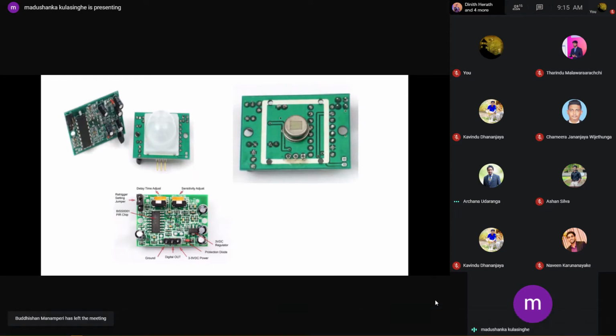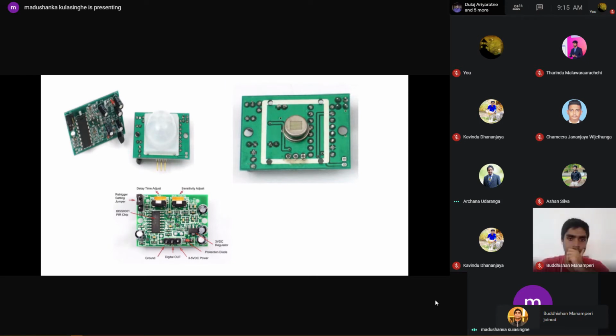This sensor is very easy to connect with Arduino and easily detects motion, either motion or no motion. And the best thing is that the sensor can identify the motions of humans and animals.